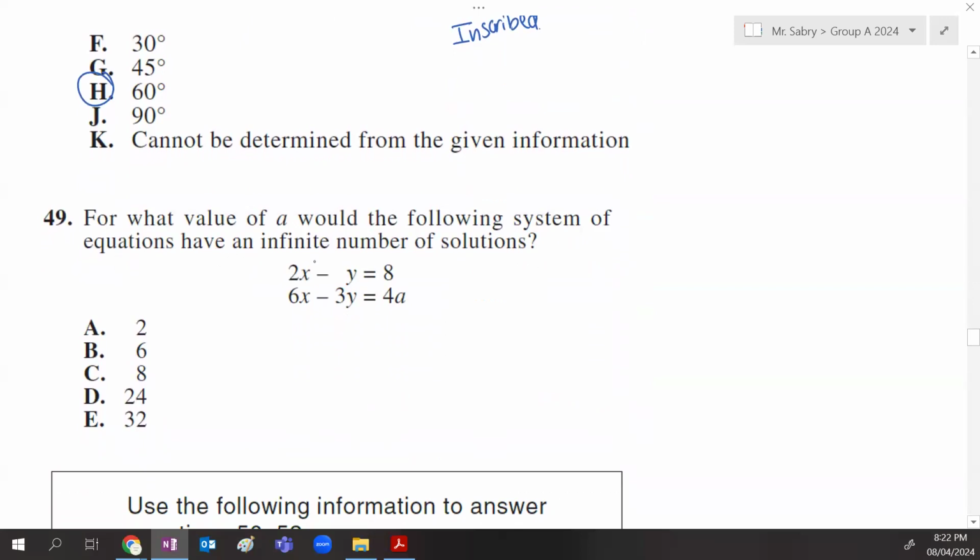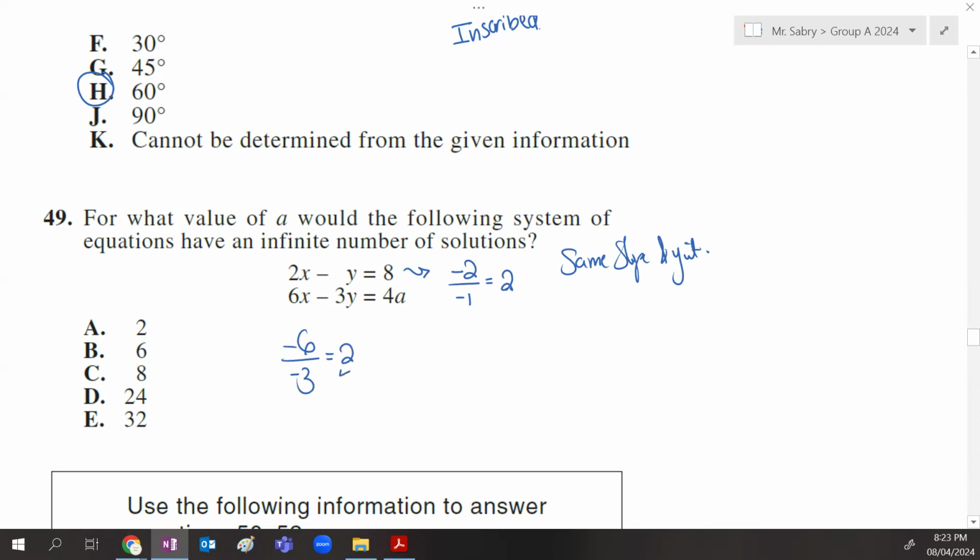What is the value of A so that it would have an infinite number of solutions? In order for something to have an infinite number of solutions, it needs to have the same slope and the same y-intercept. We'll figure out the slope of the first one, which is -2 over -1, so +2. Now I'll get the slope from the second one, which is -6 over -3, which is 2.